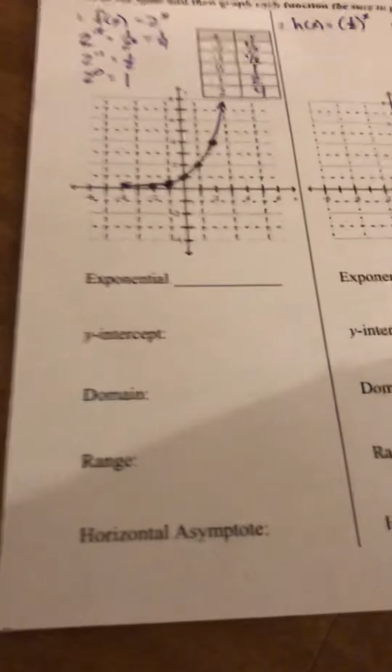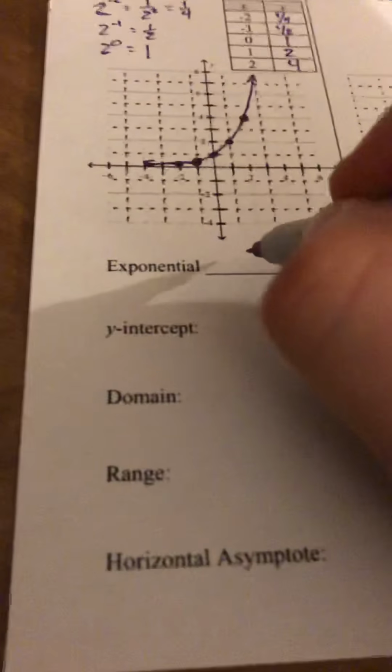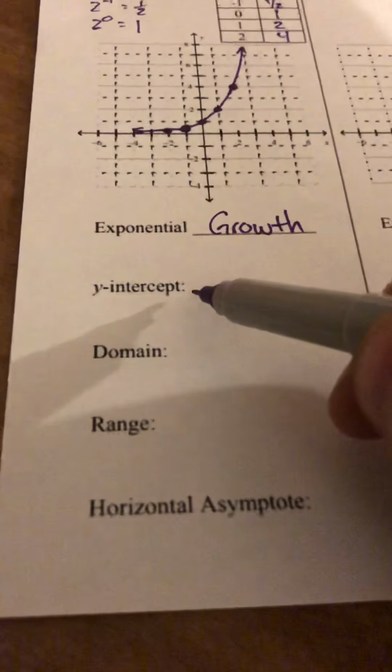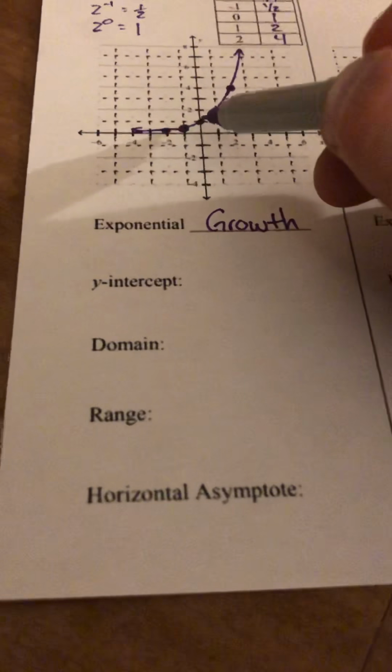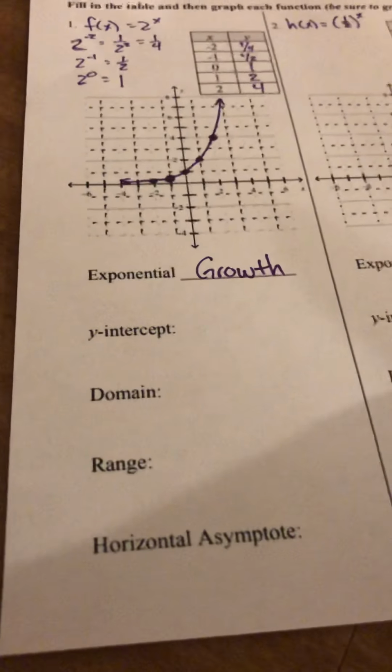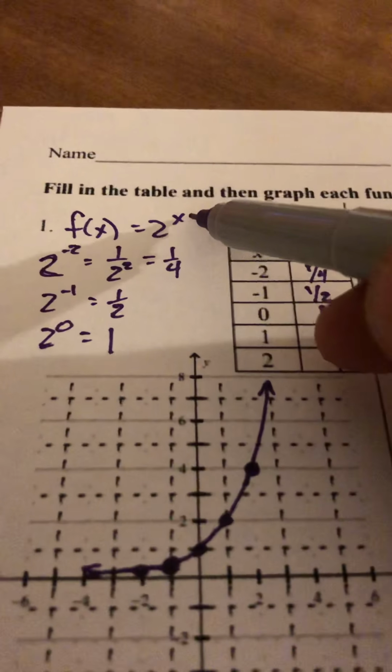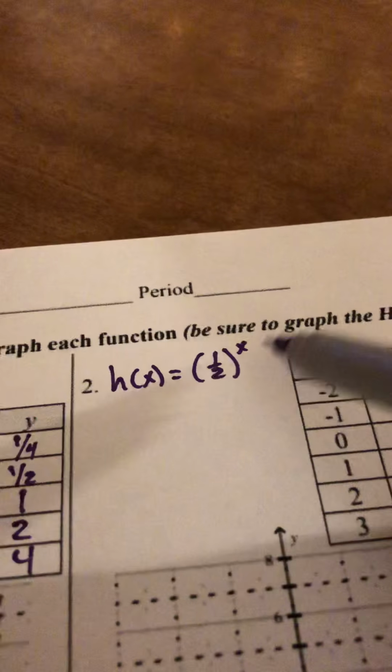Then you fill out all these 5 attributes. This graph is exponential growth. The y-intercept is 1. For all of these, your y-intercept will always be 1 because x is 0, and anything to the exponent of 0 is equal to 1. So the y-intercept is the point 0, 1.